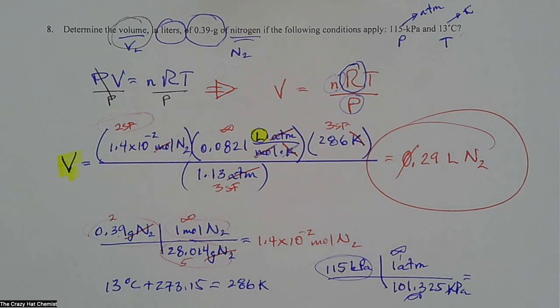Hopefully that works out well for you. I'm looking at that and I'm liking that, and that's a great problem. This is using the ideal gas law here. You could also have this in exponential notation with two significant figures, and that would be 2.9 times 10 to the negative 1 units of liters, and the formula of N2. Remember, nitrogen is diatomic. Don't forget that.